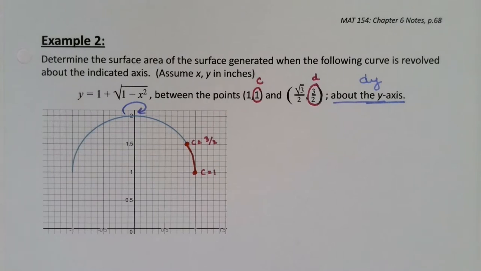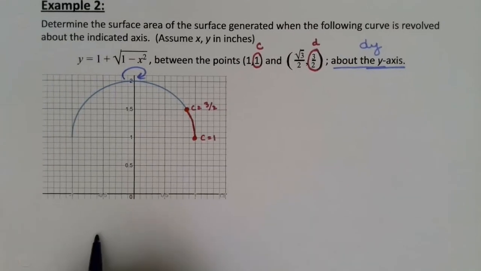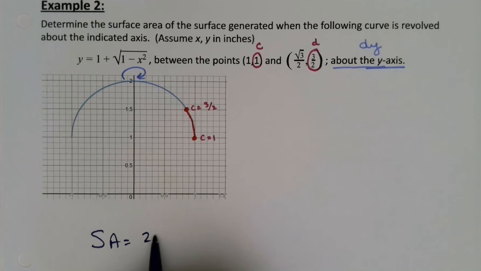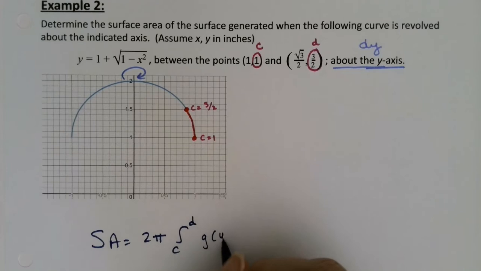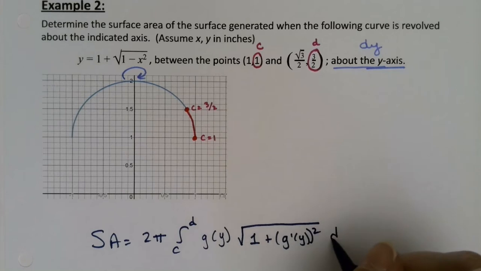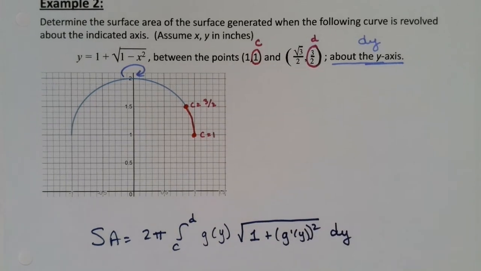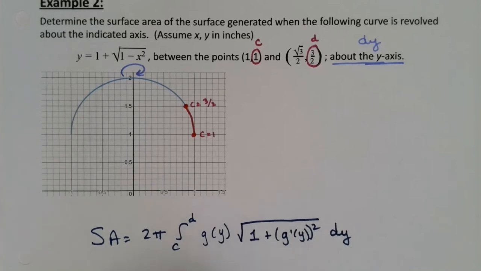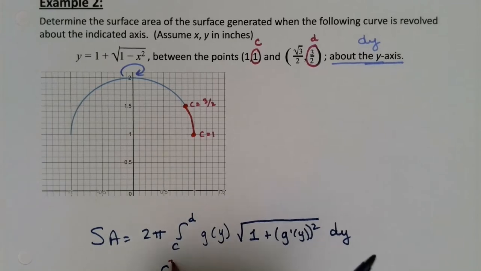All right, now let's think about the formula for the surface area. Surface area equals 2 pi, the integral from c to d, which I could put in right now, g of y, because there's my radius, 2 pi r, that's how I rotate it, and then the arc length, square root of 1 plus g prime of y squared dy. I already know c and d, so that's beautiful, right? It's 2 pi integral from 1 to 3/2, no trouble.